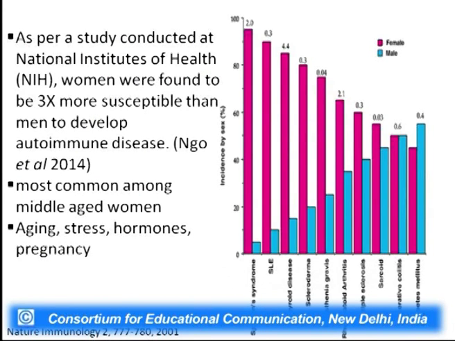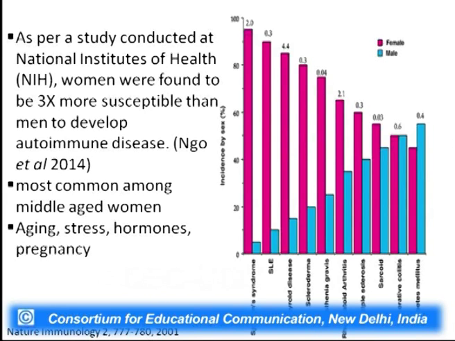Now, as I just said, there is a bias towards females or ladies specifically for autoimmune disorders. As per a study conducted at the National Institutes of Health, NIH, women were found to be 3 times more susceptible than men to develop autoimmune diseases. This is data from a 2014 paper. The most commonly affected are middle-aged women, mostly like 30 to 40 or 20 to 40.